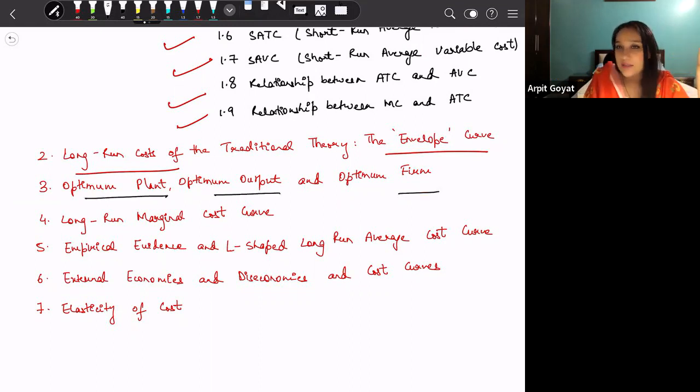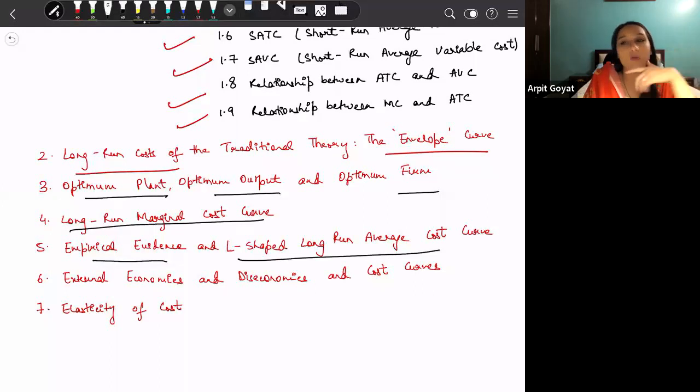जैसे हमने consumer demand theory में consumer equilibrium किया, producer demand theory में equilibrium of firm किया, उसी तरीके से जब हम यहाँ पे cost discuss करेंगे तो हमारा optimum plant, optimum output, मतलब हमें maximize करना है output को, optimum firm. तो यहाँ पे हमारी ऐसी क्या cost conditions होनी चाहिए कि optimum rate पे function करें. Then we'll discuss long-run marginal cost curve. Marginal cost curve is very important in the discussion for the theory of cost. Definitely there comes a question. Then we'll discuss the empirical evidence and L-shaped long-run average cost curve.